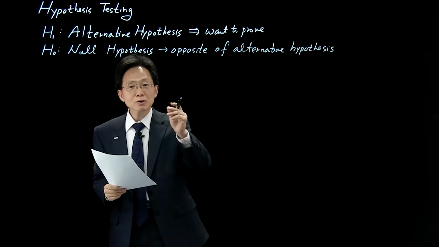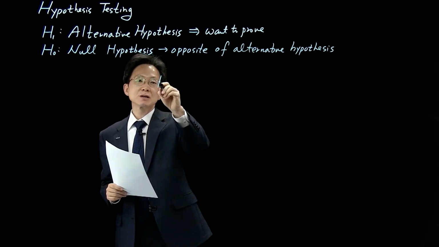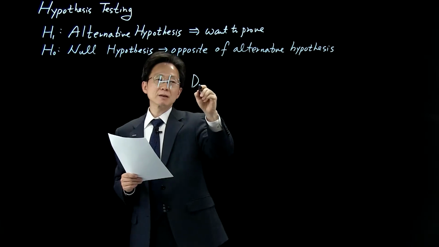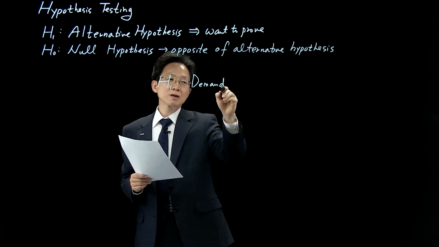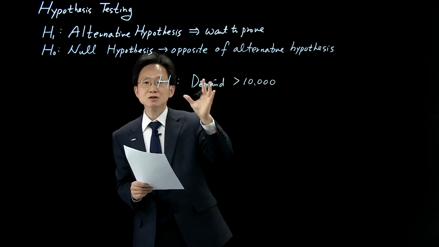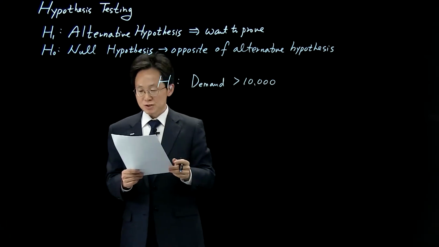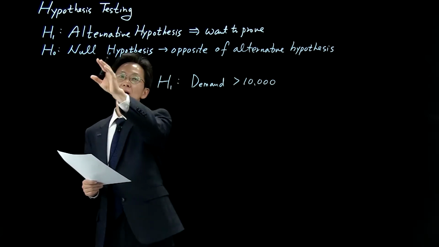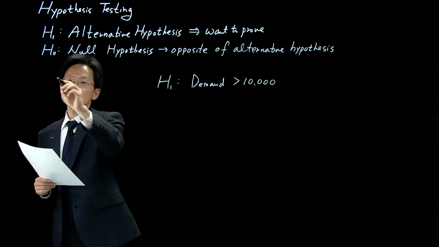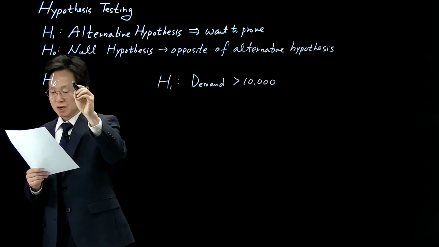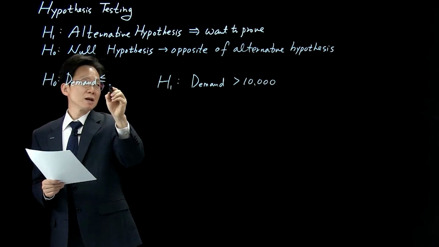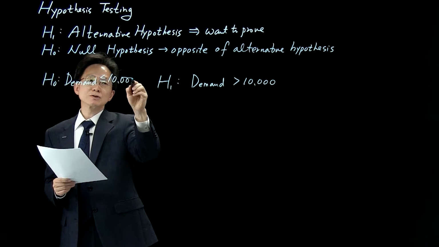In other words, what I want to prove in this example is, okay, the alternative hypothesis: the demand is going to be larger than 10,000 units. That's the alternative hypothesis. And then the null hypothesis is the opposite of the alternative hypothesis, meaning that the null hypothesis is the demand is less than or equal to 10,000 units.